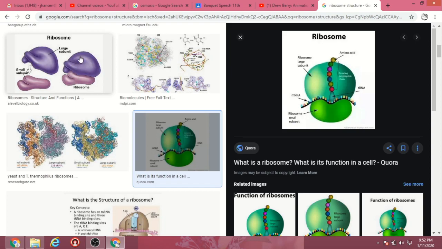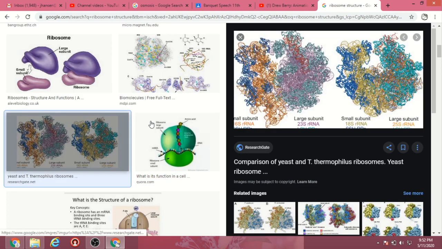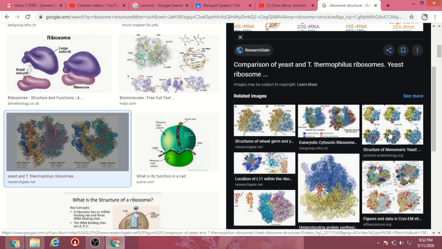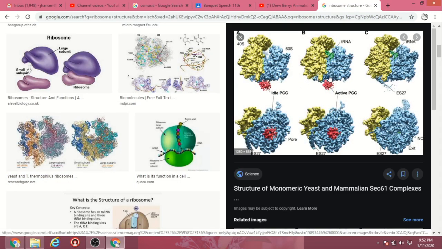And another thing that's in the ribosome is proteins. So check it out. Here's a real ribosome. You have a large subunit and a small subunit, and you also have some ribosomal RNA inside of this. So it's basically made up of proteins and ribosomal RNA.